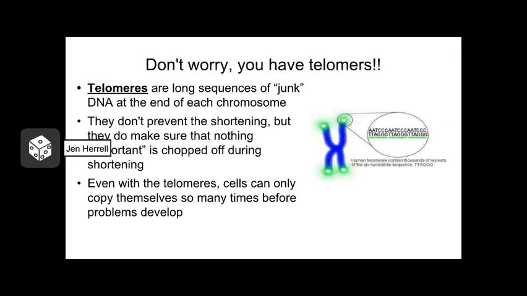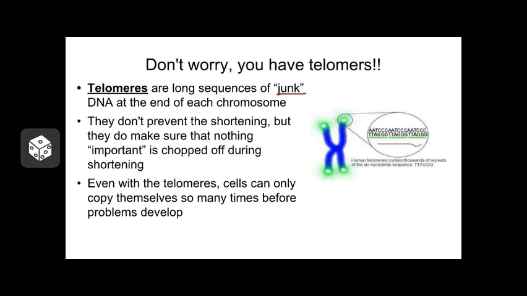If the constant shortening of your DNA scares you, don't worry, you have a safety net built in. On the ends of all of your chromosomes, you have these sections called telomeres. Telomeres are long sections of DNA, so they are made of A's, T's, C's, and G's, but they don't code for anything important. They're essentially just junk DNA. So they're not genes, they're just some letters that have been thrown on there.